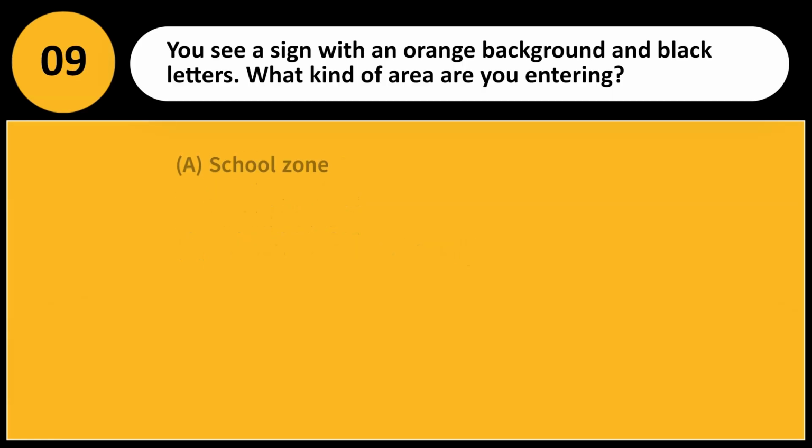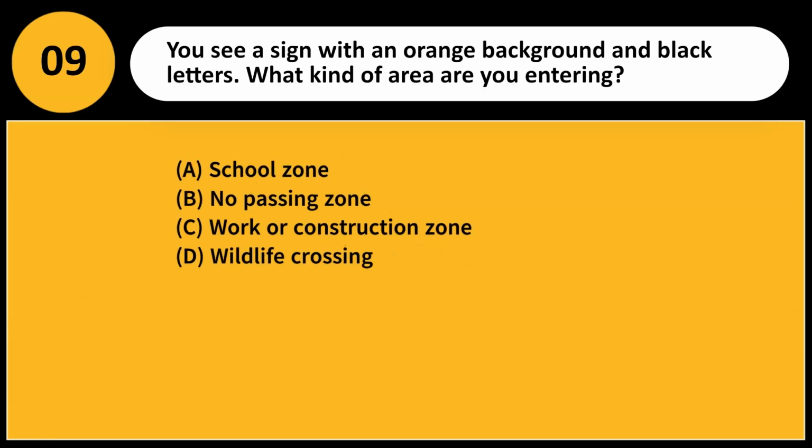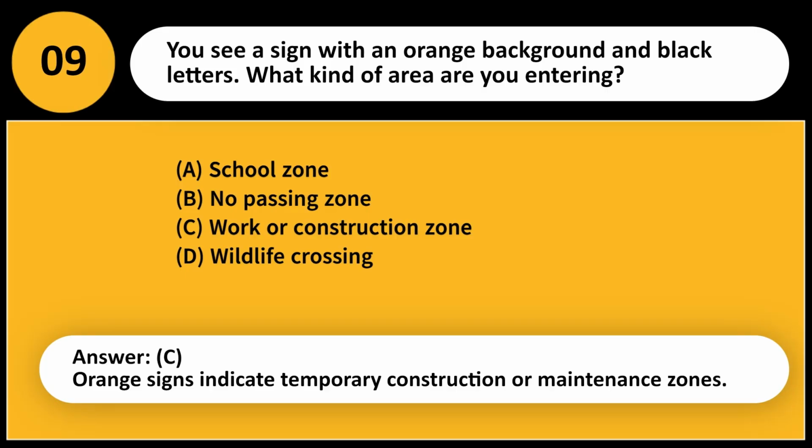You see a sign with an orange background and black letters. What kind of area are you entering? A. School zone. B. No passing zone. C. Work or construction zone. D. Wildlife crossing. Answer: C. Orange signs indicate temporary construction or maintenance zones.